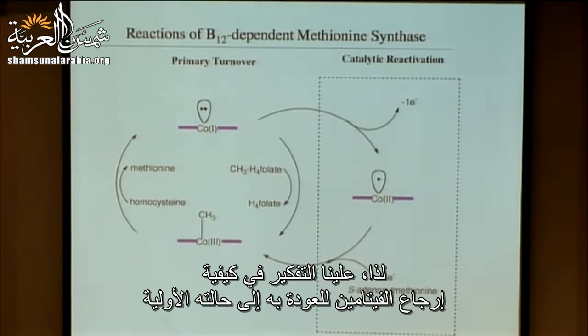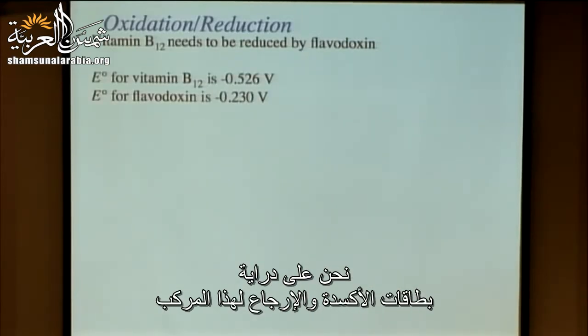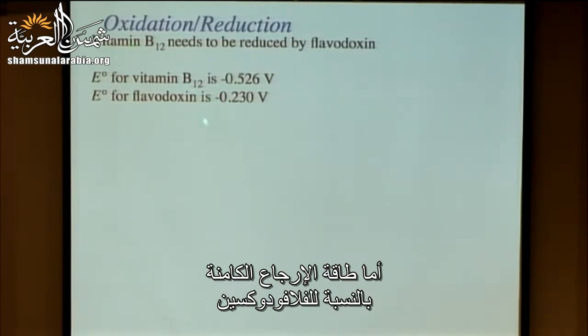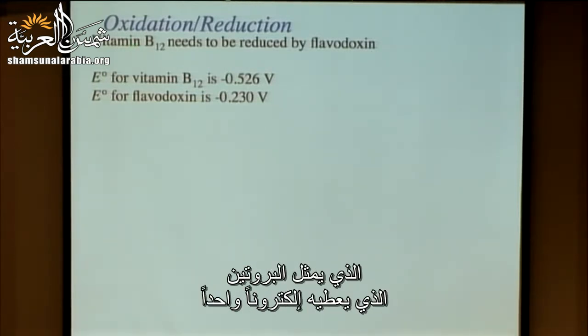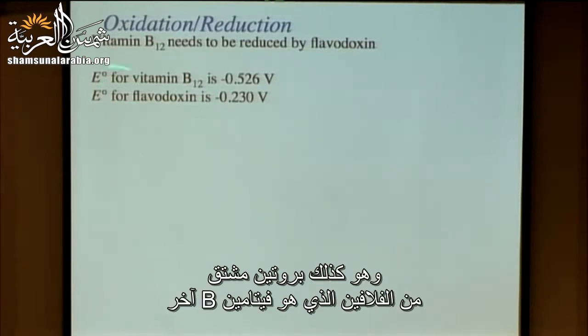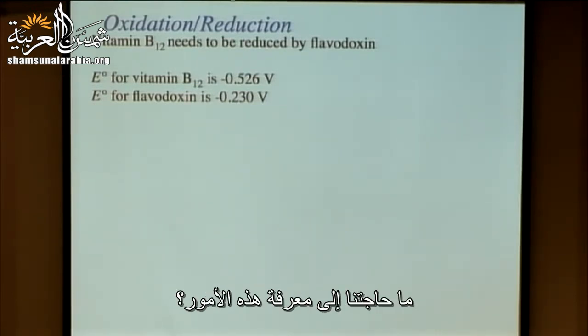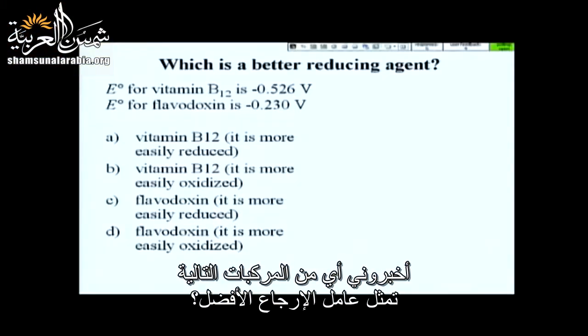So we need to think about how we're going to reduce the vitamin to get it back in its primary turnover state. So we know the redox potentials for this. The standard reduction potential for vitamin B12 is -0.526 volts. The reduction potential for flavodoxin, which is the protein that gives it the one electron, and it's a flavin protein, which is another B vitamin, is -0.230 volts. So what do we know about these? Tell me which is the better reducing agent.